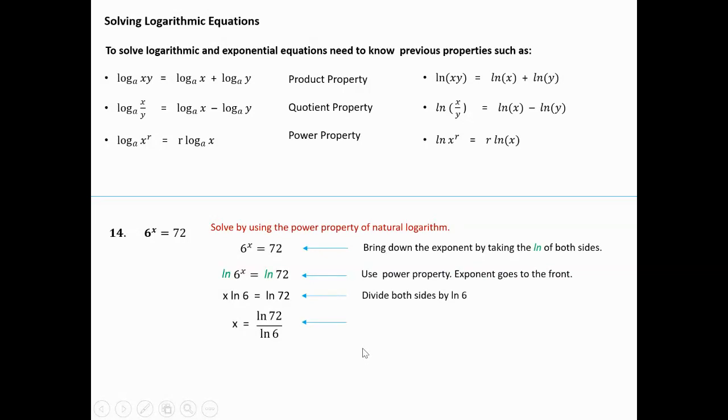And then we use a calculator, and this should be your result, right? So most of the time, I want you to run it out to 4 places. So the answer should be, or it is, 2.3869.